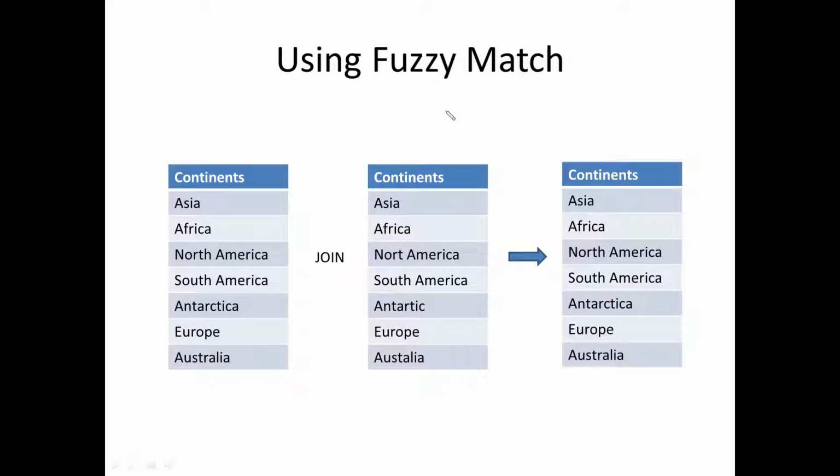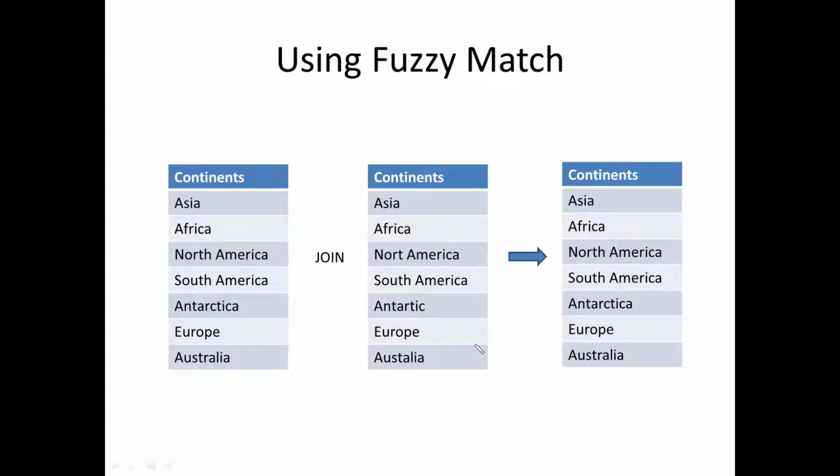While using fuzzy join, what will happen is it will take whichever comes near to that name, and you can generate a table out of that. See here, North America, the TH is not there, but it comes almost near to the North American spelling, so it will take that. Same thing for Australia. Here one R is not there, so it is almost related to Australia, so it will use that. Same thing for Antarctica also.